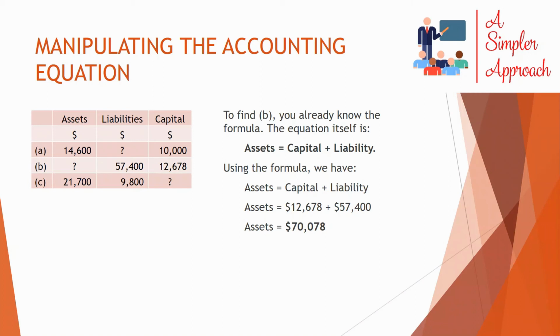Now for B, there would be no need to manipulate the equation because the accounting equation itself is assets equal capital plus liability. What do we want to find out? Assets. So we use the formula as is. We use the equation as is. Therefore, all we'll have to do is to simply add the capital figure and the liability figure, 12,678 plus 57,400, and we'll get 70,078.